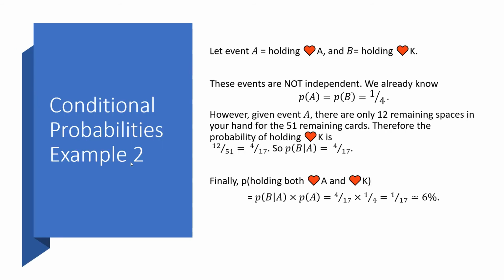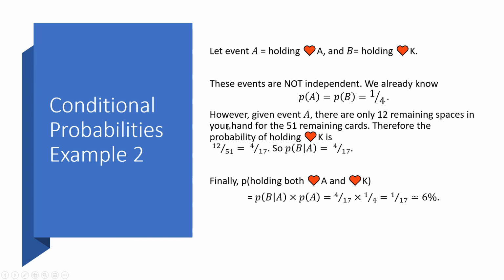So, next example, I do mention holding the king of hearts. This is all in one hand. So holding the ace of hearts and the king of hearts on a given hand is not independent. I've got a probability of a quarter of holding the ace. I've got a probability of a quarter of holding the king. But if you know that I've got the ace of hearts in my hand, does that change the probability of me holding the king of hearts as well? The short answer is yes, it does.